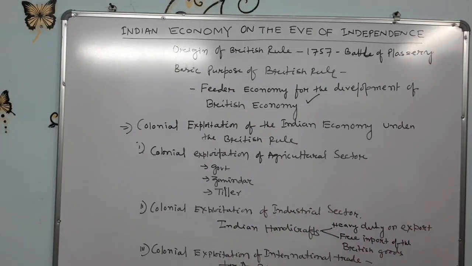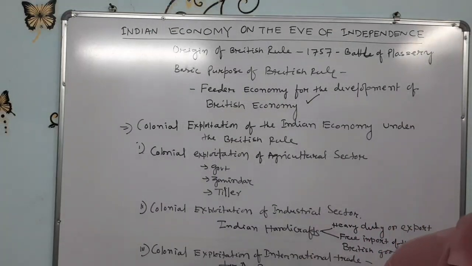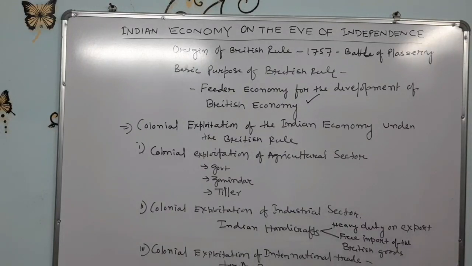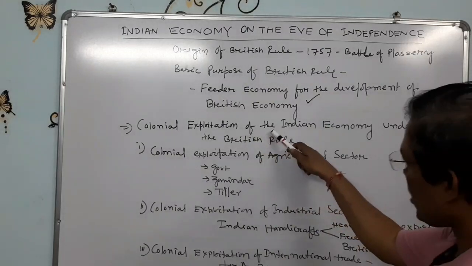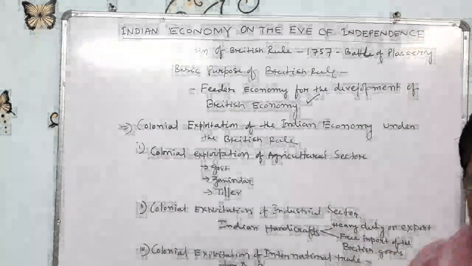I will discuss one by one all these points. What do we mean by stagnation? What do we mean by colonial exploitation? First of all, when they started that colonial exploitation, that means under the British rule, how they exploited. That is the first point I have written here: colonial exploitation of the Indian economy under the British rule.